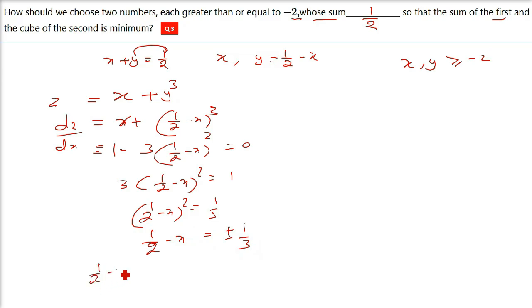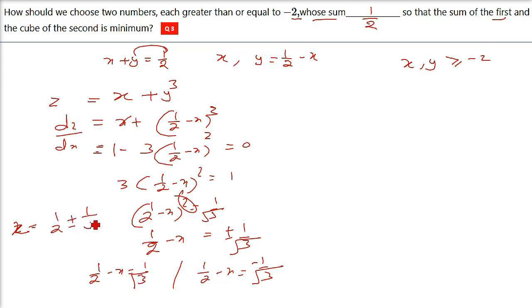It's root 3, I'll just change it, because when we take square on the other side, it has to be plus minus, and it has to be covered with a root. So one time we got half minus x as plus 1 by root 3. One time we got half minus x as negative 1 by root 3. Now the question arises, which of these two values has to be actually used in order to find out which is minimizing the actual expression, which is x plus y cube. Finally, we can write x as half plus minus 1 by root 3. I'm just combining the two values so that they go together.